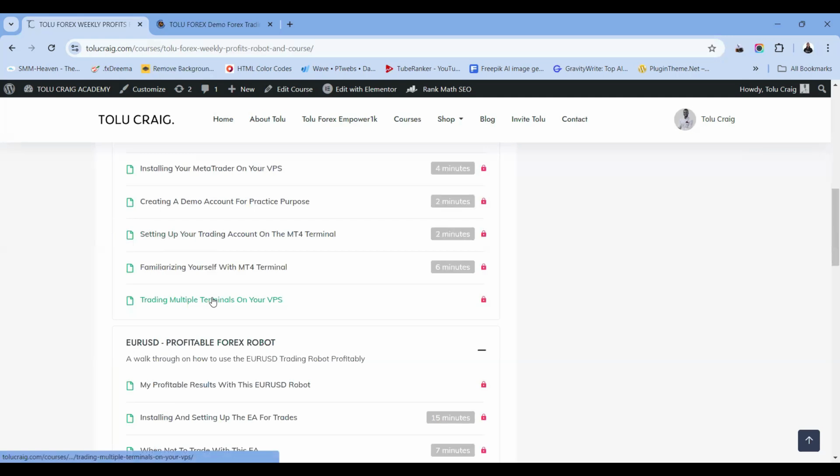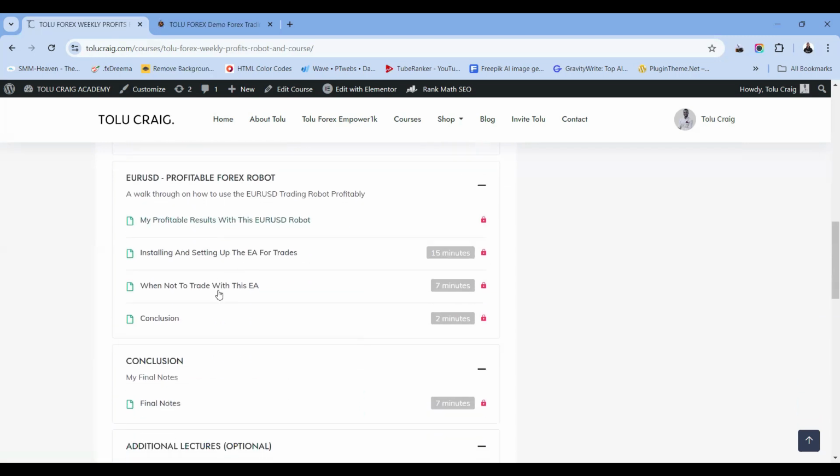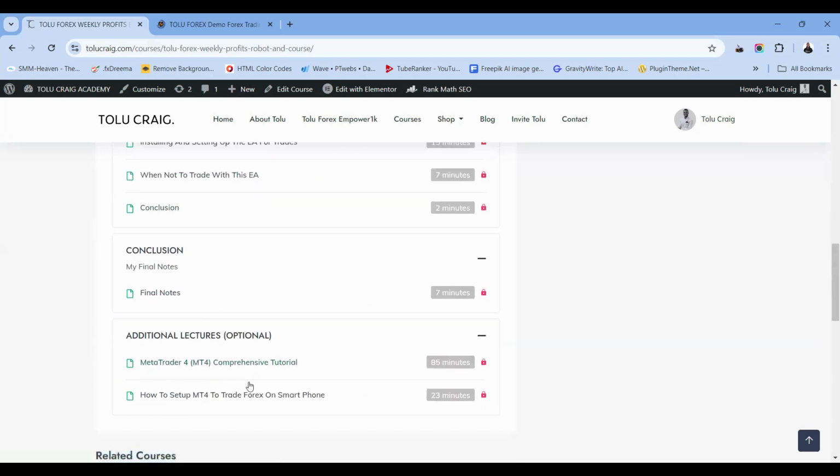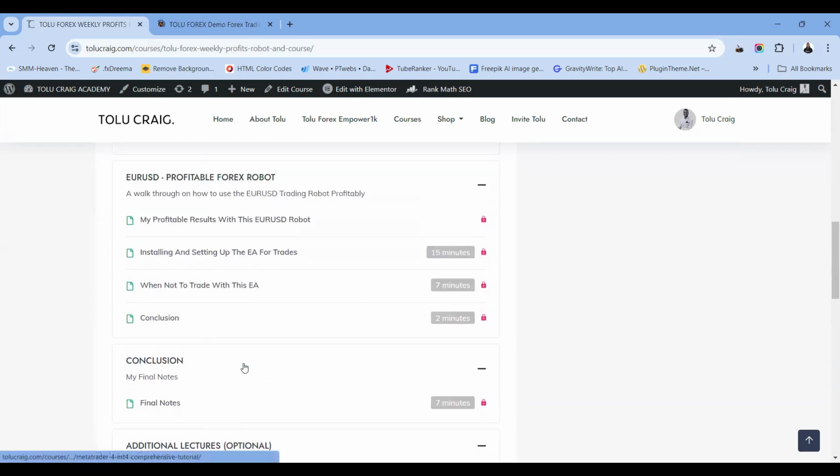How to trade multiple terminals on a VPS. So if it is just one VPS you have and you have 2 accounts to trade simultaneously, why not? I'll show you how to do that. I'll show you how to install and set up this robot for you to start taking trades. Then what you need to take note of. Then we'll conclude final notes, and there are other additional lectures here in the program.